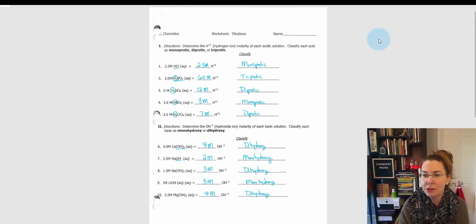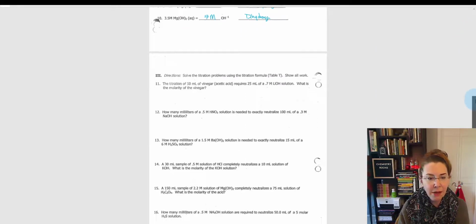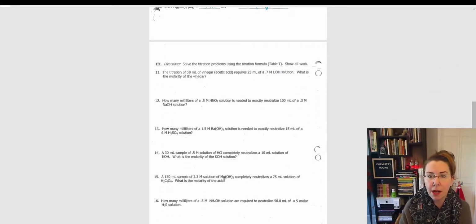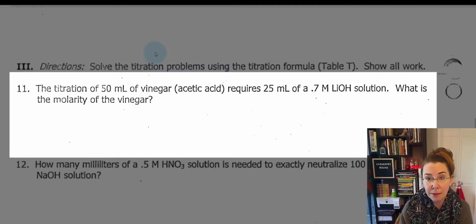Let's go down to page 40. Now, I just asked you to do the first 4 problems here. So we're going to start off by looking at number 11. So we have a titration of 50 milliliters of vinegar or acetic acid requires 25 milliliters of 0.7 molar lithium hydroxide. What is the molarity of the vinegar?